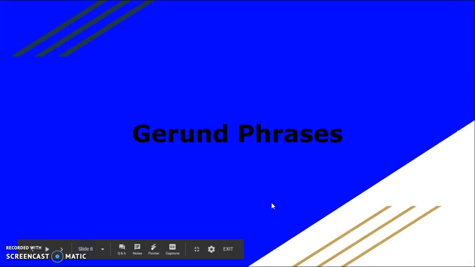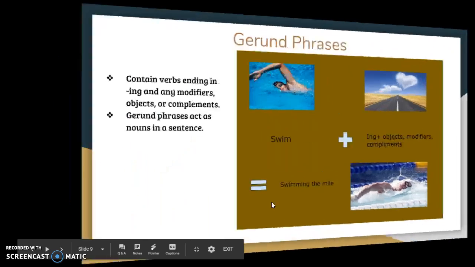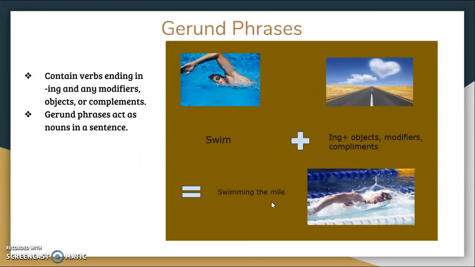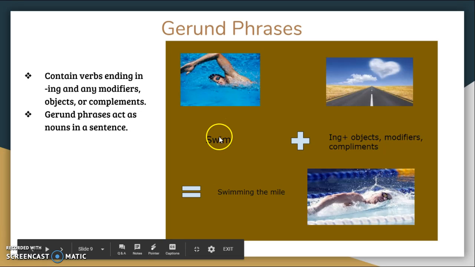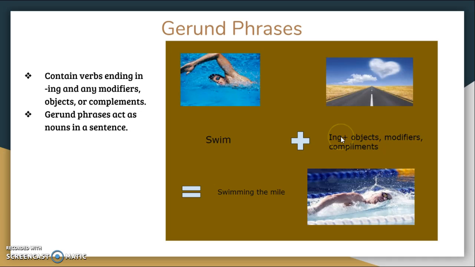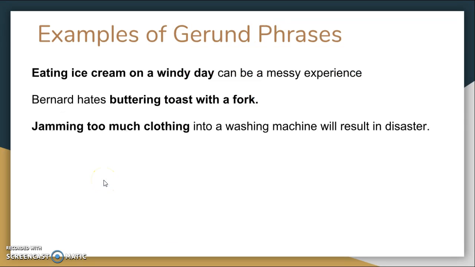On to gerund phrases. Gerund phrases contain verbs ending in -ing and any modifiers, complements, or objects. Gerund phrases act as nouns in a sentence. Gerund phrases: swim plus -ing, plus objects, modifiers, or complements create "swimming the mile." "Swimming" will be the noun in the sentence.